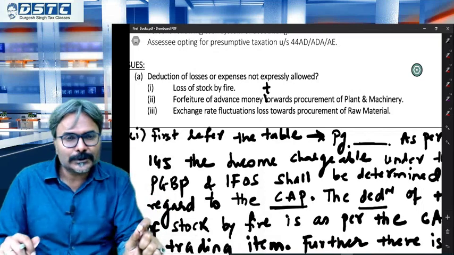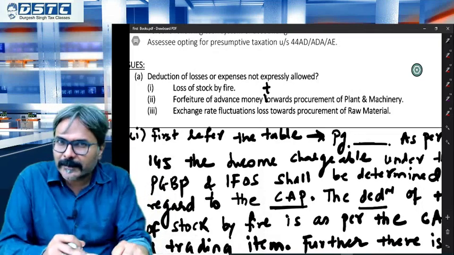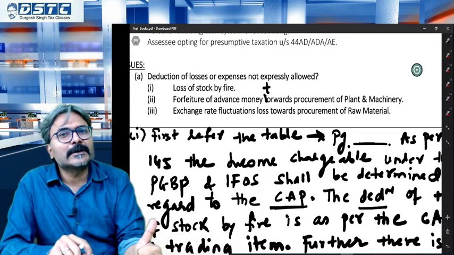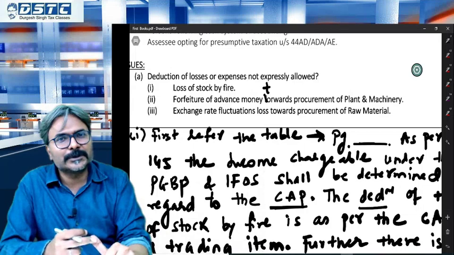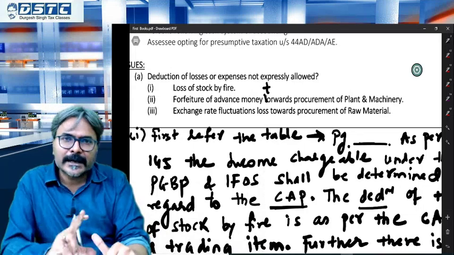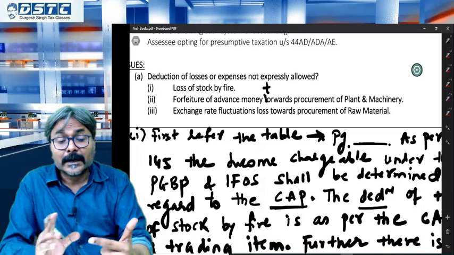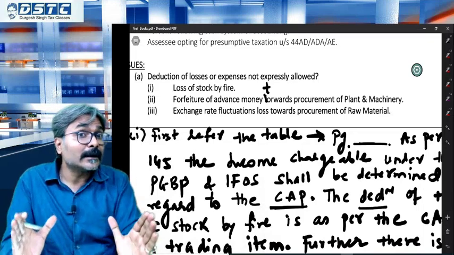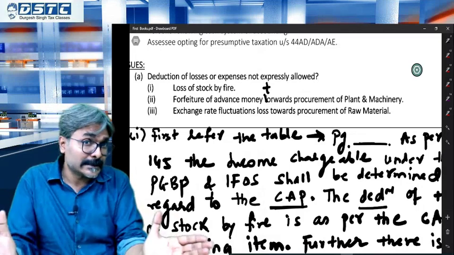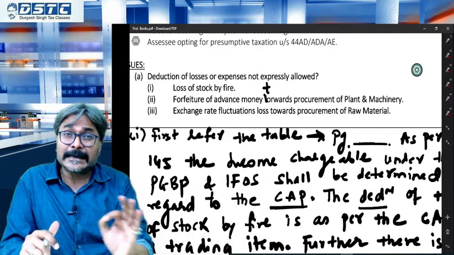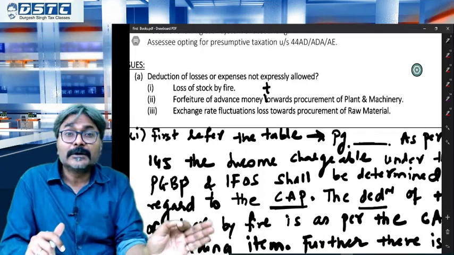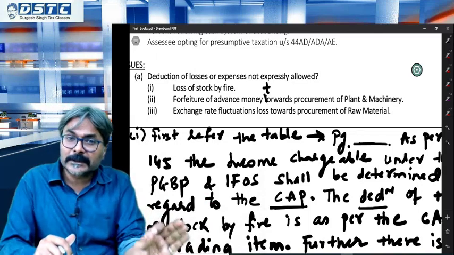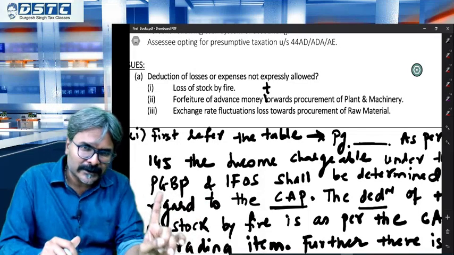So what should be my approach? Is this debit as per the commercial accounting principle? That is my first point. So ask the question: is it a trading item? And the answer is no. Is it an item in the normal course of business? And these are not transactions in the normal course of business. And hence, this debit of loss towards the forfeiture of advance money is not as per the commercial accounting principle. That is the first point.